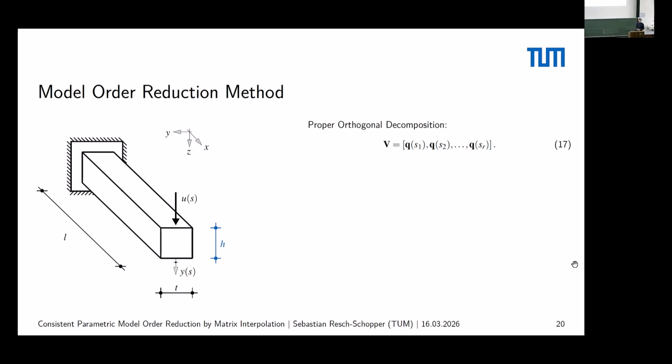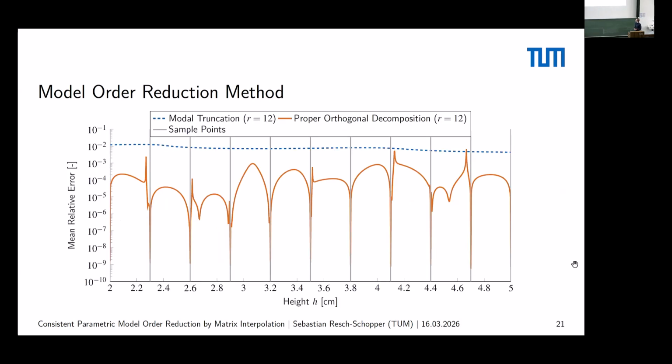I want to compare this to modal truncation, which has also been explained multiple times today. So we take the undamped equation of motion here, and we solve this eigenvalue problem to get the eigenmodes, and then we just take a set of these eigenmodes as our reduced basis. Usually you take those with the smallest eigenfrequencies to have a good approximation in this low frequency regime. So I use these two approaches to perform the pMOR by matrix interpolation. And you can see the results on this slide.